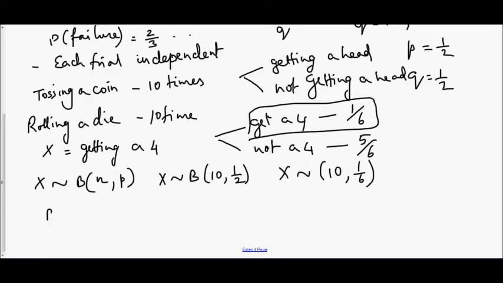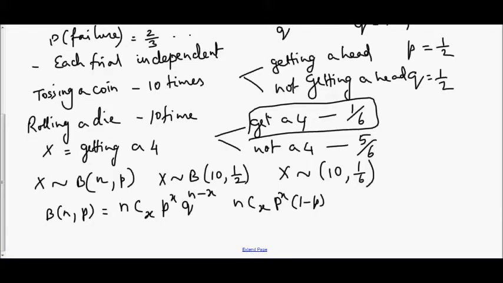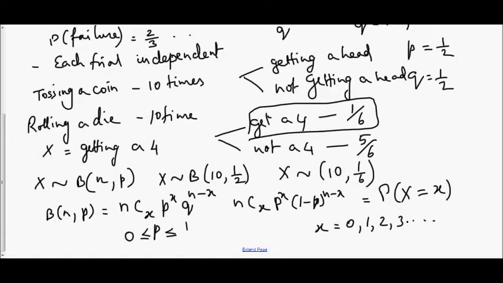And the formula for a binomial distribution is nCx p to the power of x q to the power of n minus x. You can also write this as nCx p to the power of x, 1 minus p to the power of n minus x, and this is the probability of the random variable taking the value x. And as we have said, this is a discrete distribution, therefore the values of x are discrete and they take values like 0, 1, 2, 3, etc. Also, since p is a probability, it is between 0 and 1.